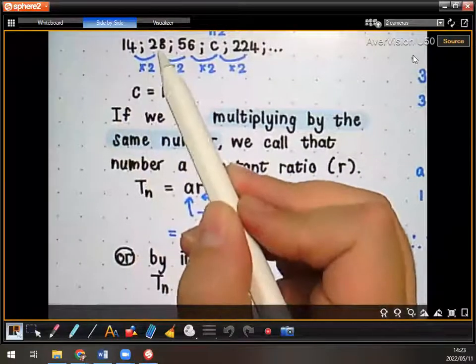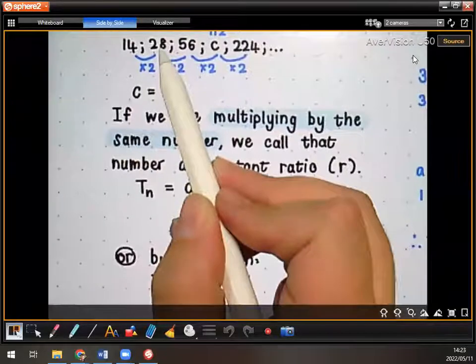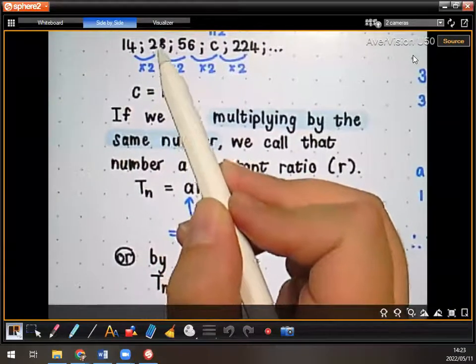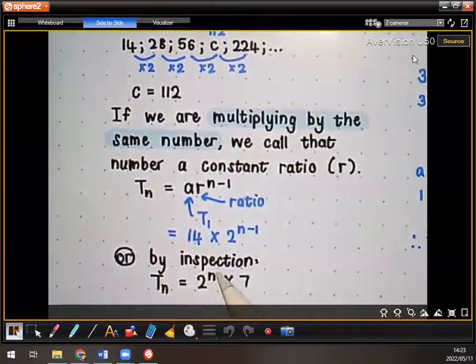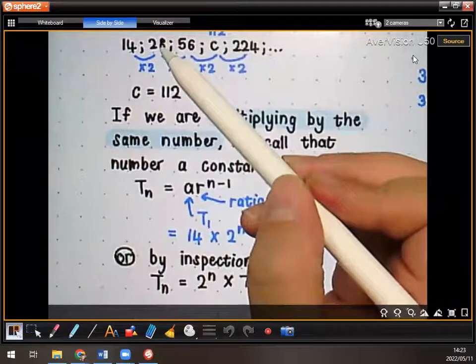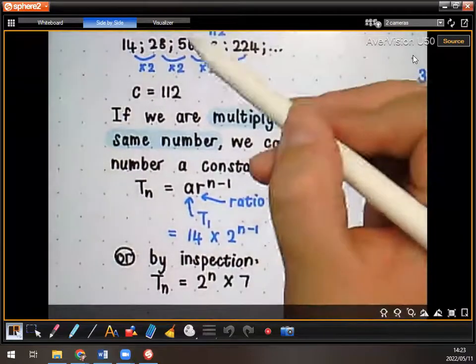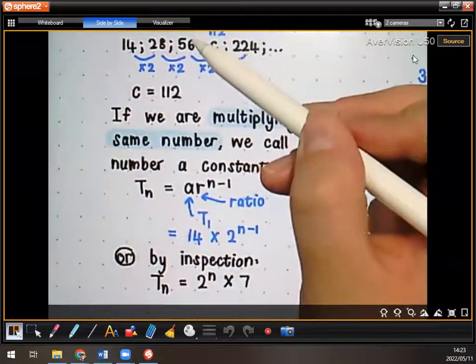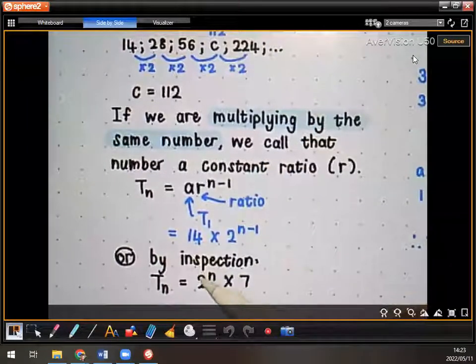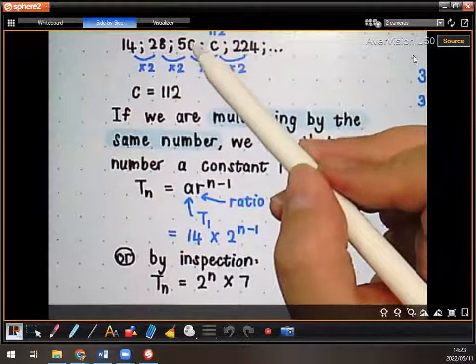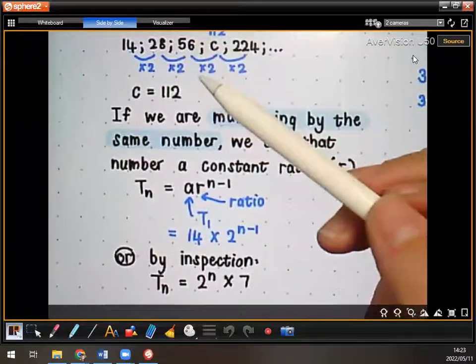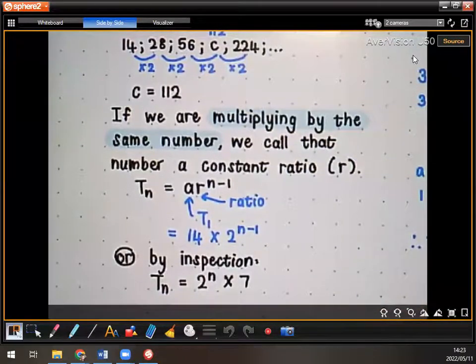For my second term, what is my n value? If it's term 2, n is 2. So what is 2 to the power of 2? 4 times 7 is 28. Okay, next one, let's see. Term 3, my term number is 3, so n is 3. So what is 2 to the power of 3? 8. And it's 8 times 7, 56. Yes. Okay, so you can do it like that, times by 7 off.